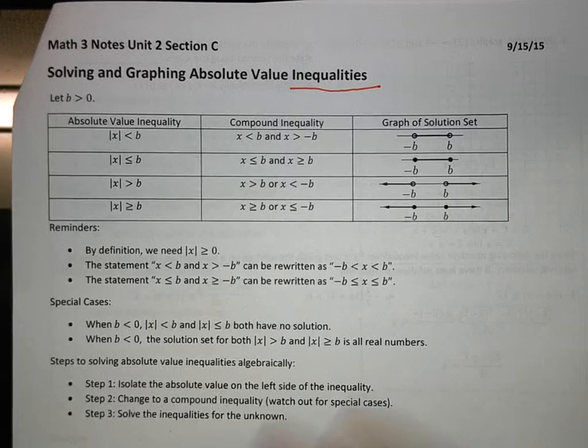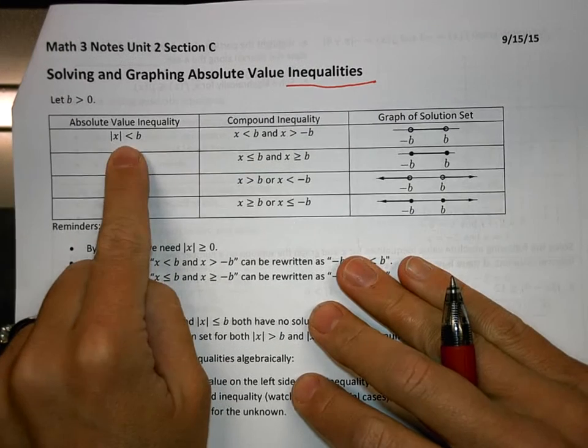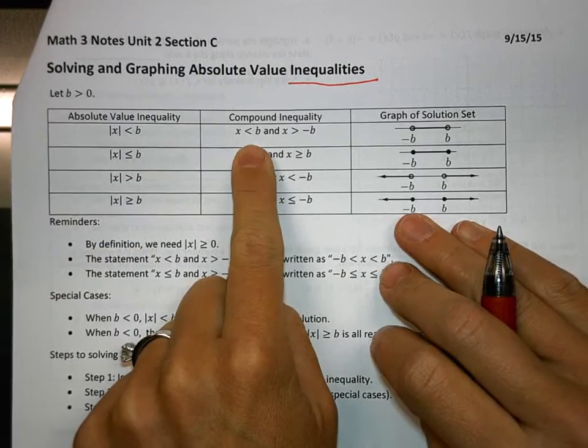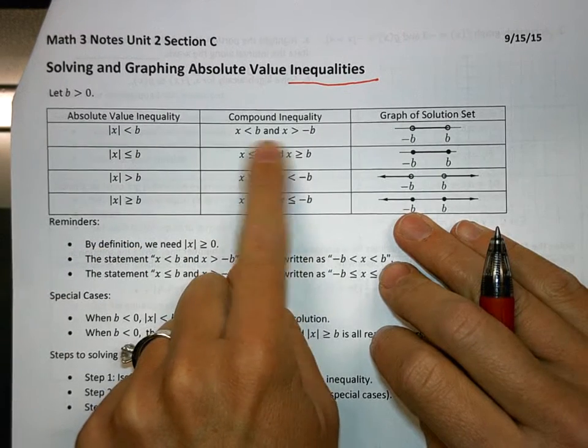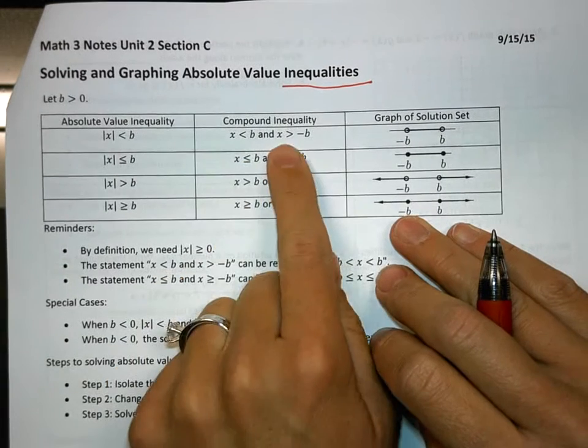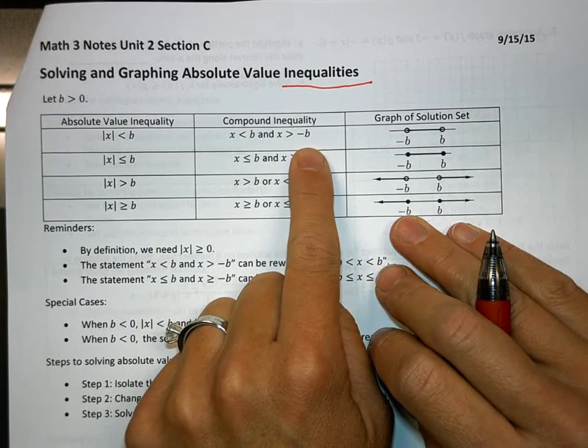If you see here, the absolute value of x is less than b. Less than means that it's an "and," so when you write this, it'd be x is less than b, and x is greater than negative b.